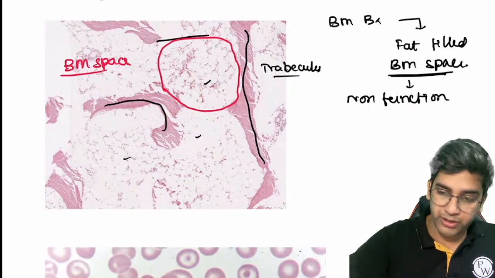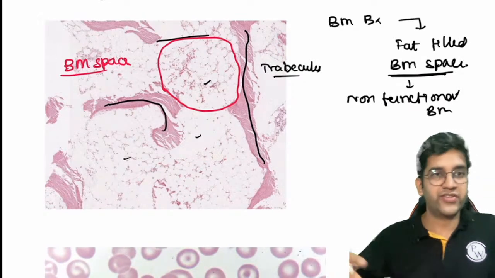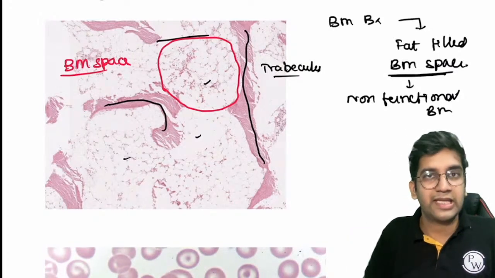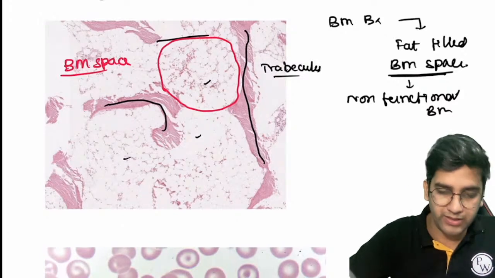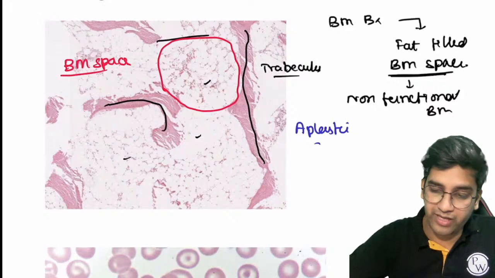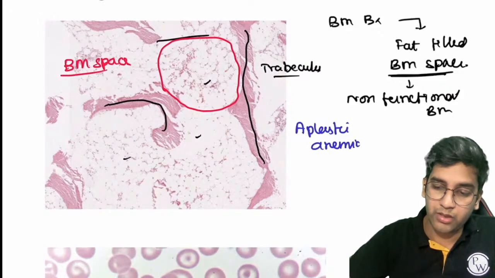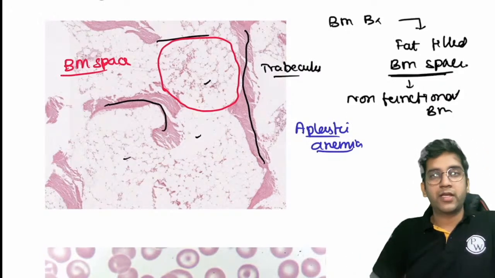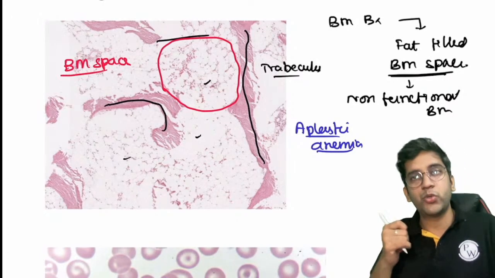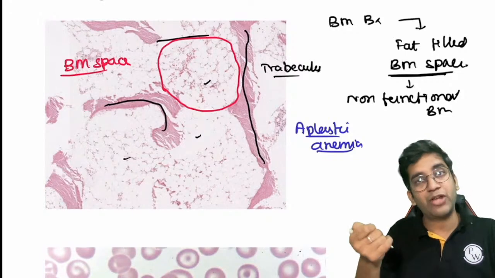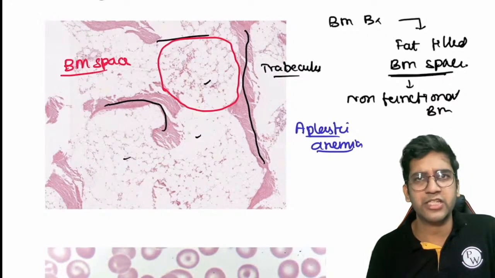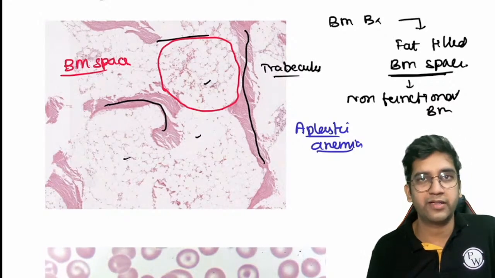If I say this bone marrow biopsy is from the pelvis of an adult, can I say it's diagnostic of an aplastic anemia? Yes, absolutely. That's how you diagnose aplastic anemia. It's a classical case of aplastic anemia where I have a fat-filled bone marrow space, right? If it's completely filled by fat, and I put a needle and aspirate it, will I have anything? Will I have RBC, WBC, or platelets coming out in the aspirate? We won't have, right? Nothing will come.